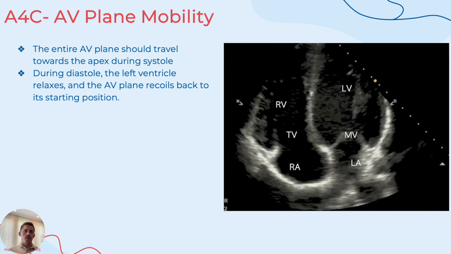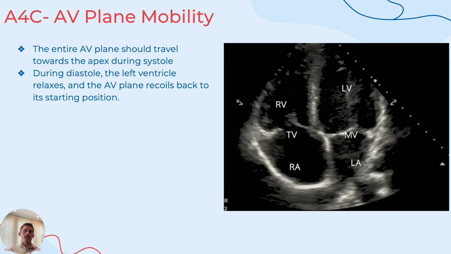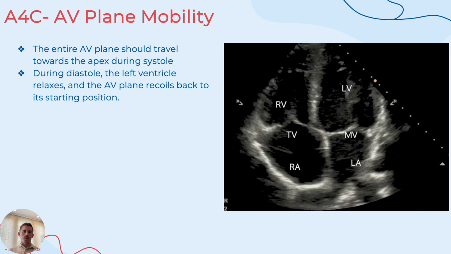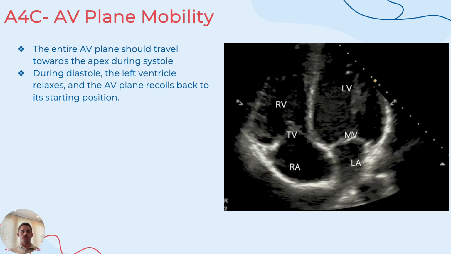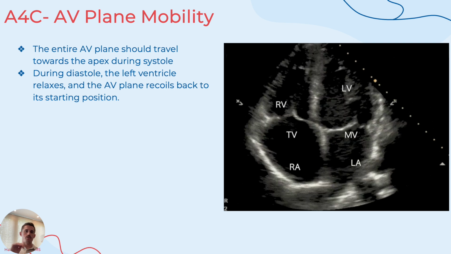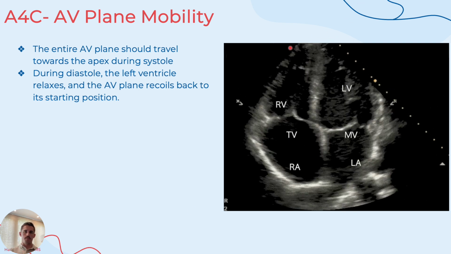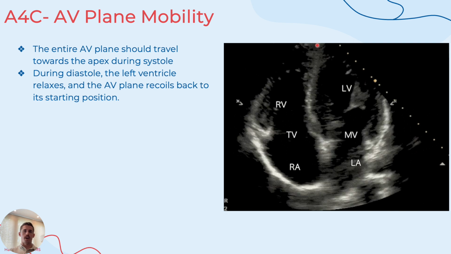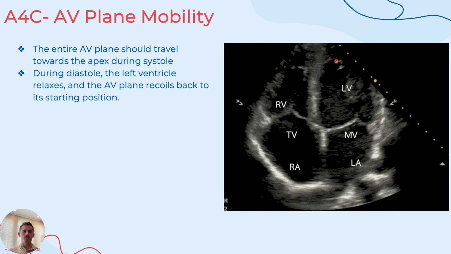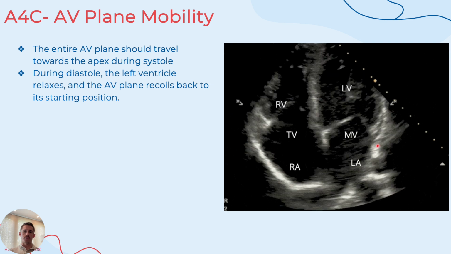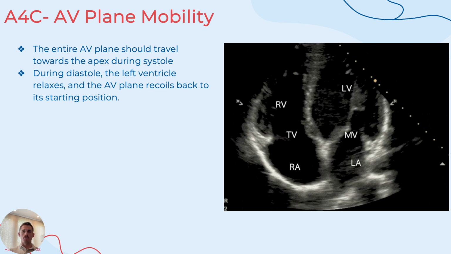So rounding out our apical four-chamber view, we're looking at the atrioventricular plane mobility. So this is just the movement of essentially the entire heart. The whole AV plane should travel toward the apex, which we can see up here, during systole, and during diastole, the left ventricle relaxes and the AV plane recoils back towards its starting position. So you can see the entire left ventricle starts to relax and move superiorly.